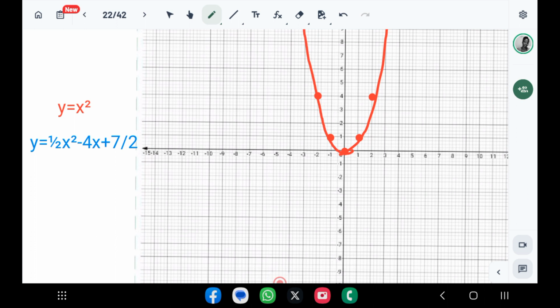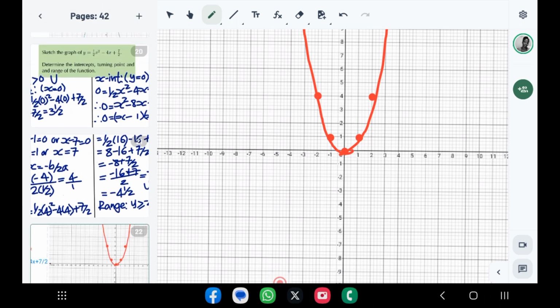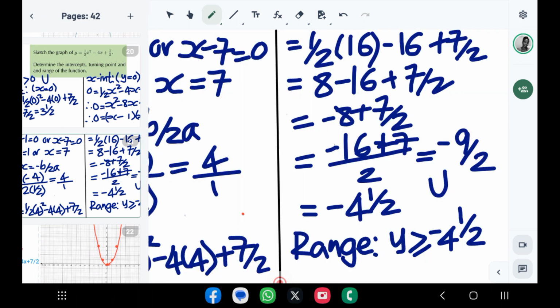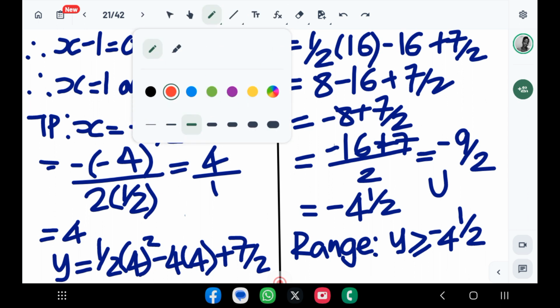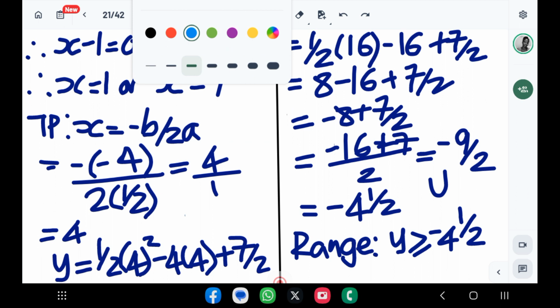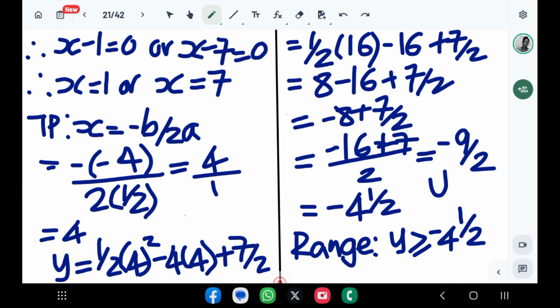Now let's draw the other graph. Okay, what's the turning point? Let's figure out what the turning point is. The turning point for this one is 4 and negative 4 and a half. That's the turning point.